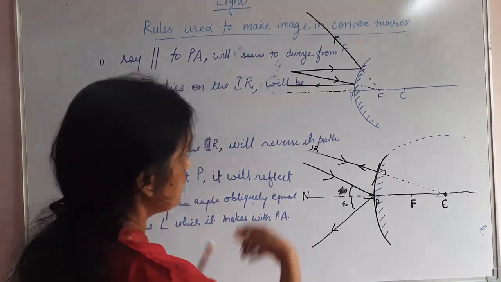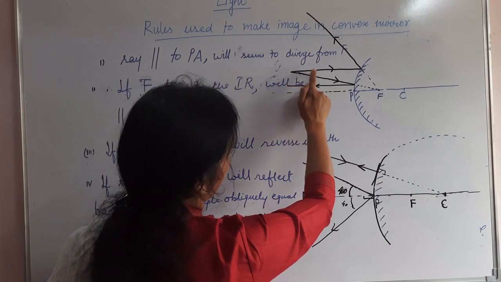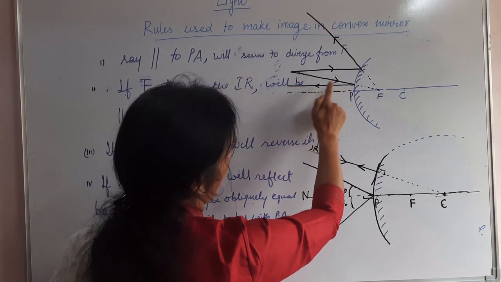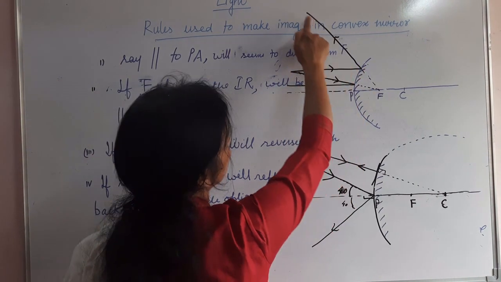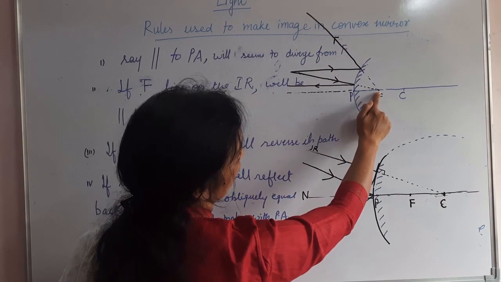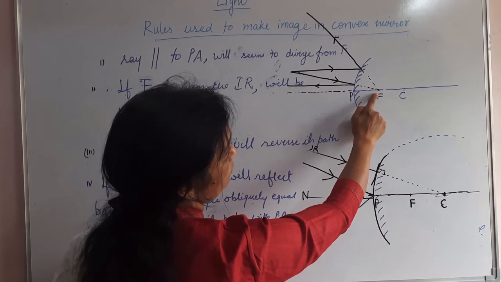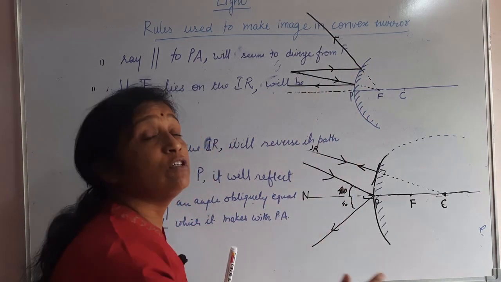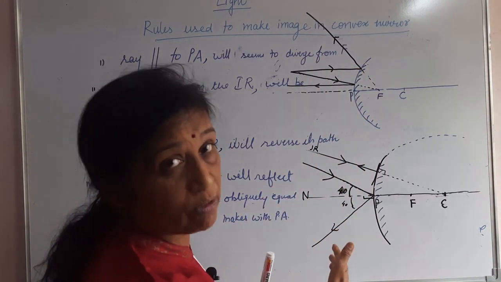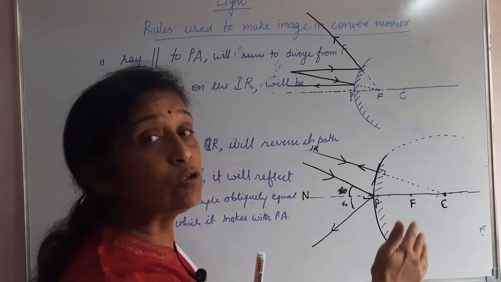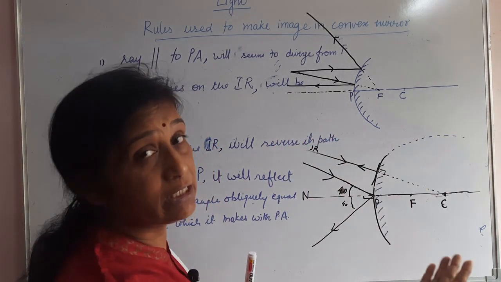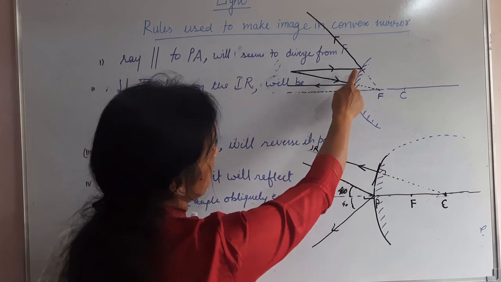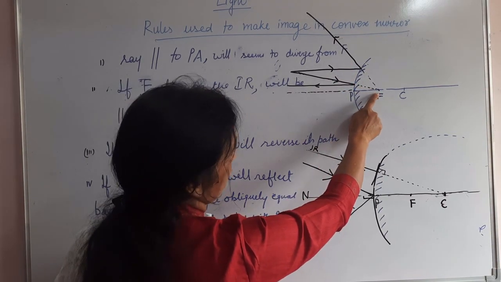So first, if a ray is parallel to the principal axis, after reflection it seems to diverge from some point inside, that is the F point. ये डाइवर्ज हो रही है. इसमें सारी रेज डाइवर्ज होती हैं. दैट्स व्हाई दिस मिरर इज अ डाइवर्जिंग मिरर. I told you all the parallel rays seem to diverge from some point inside, and that point is the focus. So it seems to diverge from point F.